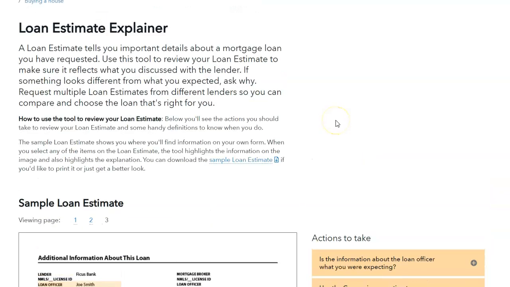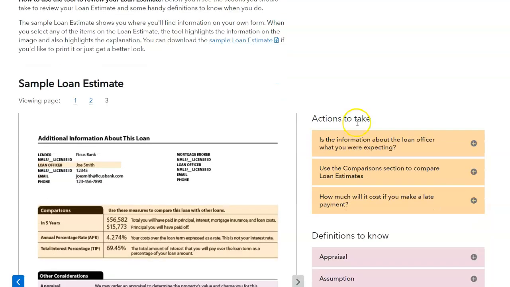Hey there. So this CFPB website has a lot of good educational tools for first-time home buyers, or home buyers that maybe haven't bought a home in a long time and are not sure about the process. One of the things I like on here is the loan estimate explainer. You can just Google CFPB loan estimate explainer and this will pull right up for you. It goes through and explains all the different things you might find on your loan estimate.